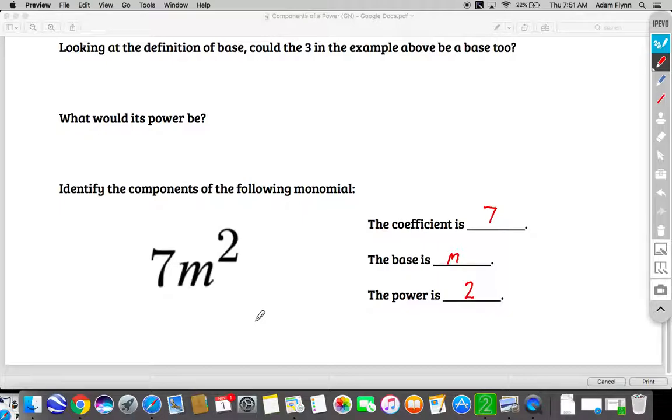So at this time, I would move on to the example video for components of a power.